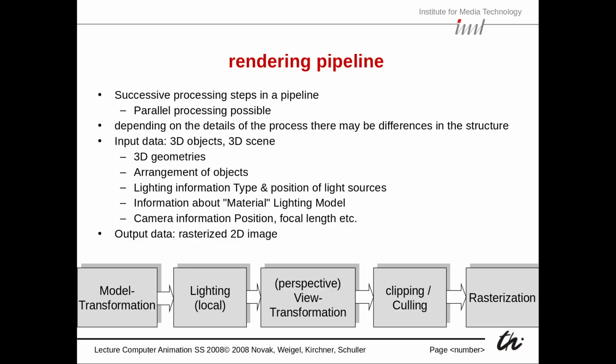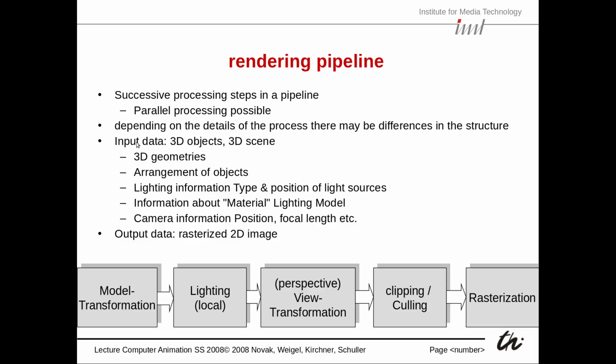So first to the rendering pipeline. So we can see we have successive processing steps in the pipeline, and that also makes parallel processing possible. And depending on the details of the process, there may be differences in the structure. So the input data is our 3D objects and our 3D scene, which contains those objects.